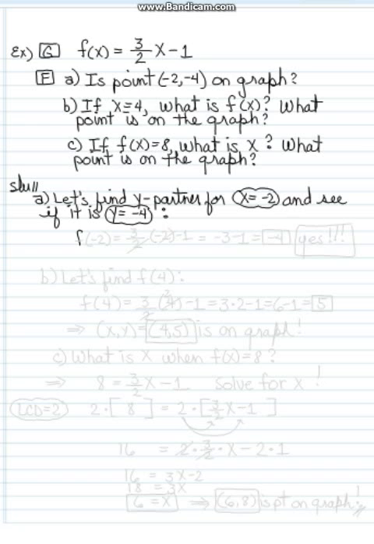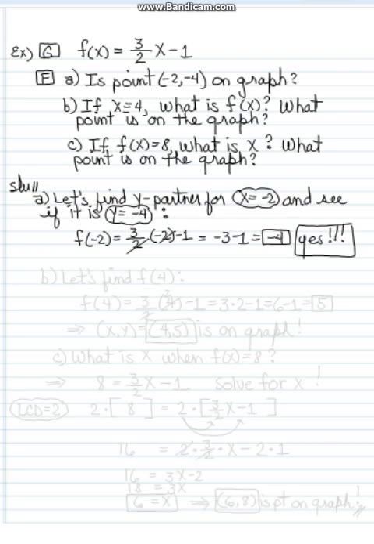F of -2. Now replace all the x's with parentheses and insert the -2. Now cancel the -2's top and bottom. We get -4. So the answer is yes. We did get -4. And when f of -2 is equal to -4, that tells us that the ordered pair (x, y) equals (-2, -4) is indeed a point on the graph.